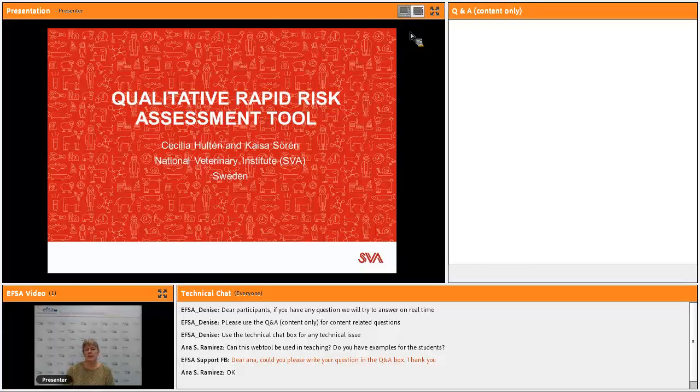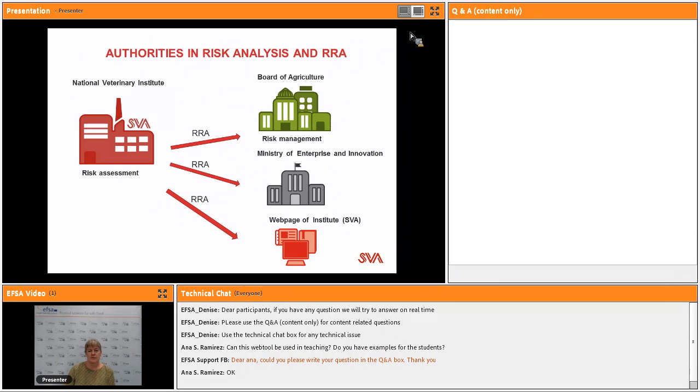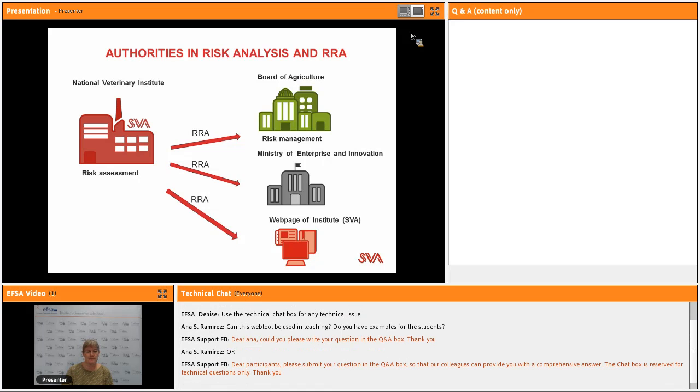The assessments that are produced with this tool are always sent to the Board of Agriculture, who is our risk manager, and also to the Ministry of Enterprise and Innovation. And we also publish our reports on the web page of our institute. And so far we have mostly used this tool for African swine fever and avian influenza.